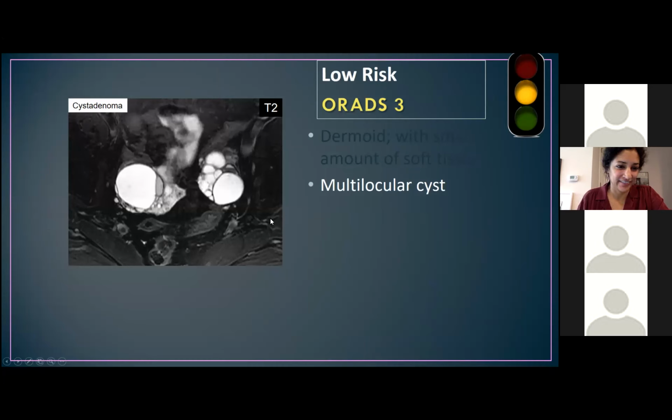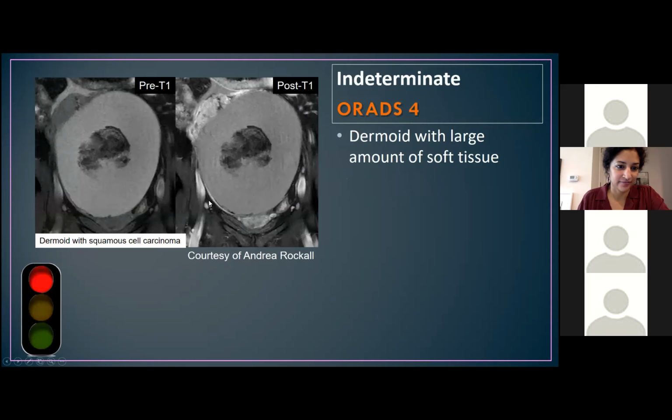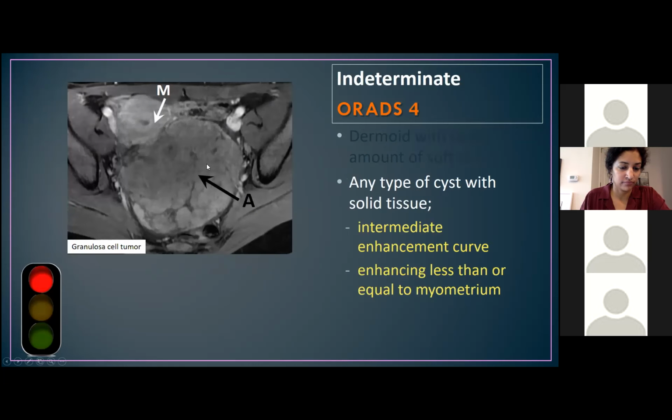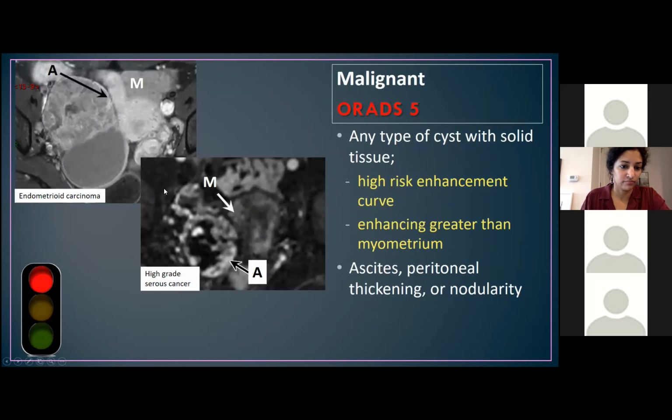So multilocular cysts, thin septations, no soft tissue. O-RADS 4 is dermoid with a lot of soft tissue that's in the wall. O-RADS 4, lots of soft tissue or some soft tissue enhancing less than or equal to the myometrium. O-RADS 5, soft tissue, and it could just be a small amount of the tumor that's enhancing greater than the myometrium. Here's another lesion. Part of it is enhancing more than the myometrium.